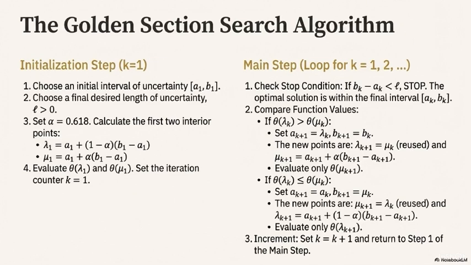Once initialized, we enter a loop. At the start of every step, we check the current interval width. If it is smaller than our tolerance, we stop. The minimum is found. If not, we compare our function values.